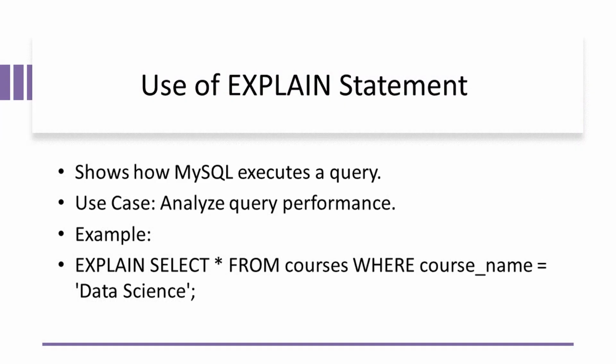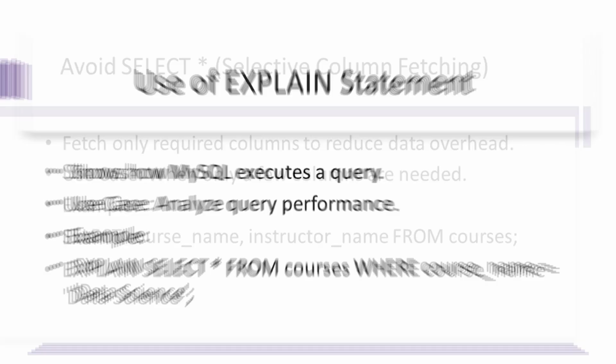Next, let's talk about the explain statement. The explain statement is a powerful tool that shows how MySQL will execute a query. It helps identify potential bottlenecks such as full table scans or inefficient join operations. By using explain, you can analyze query performance and see how the optimizer plans to retrieve data. In the example that you see on the slide, explain is used to check how a query is executed when searching for a specific course by name.